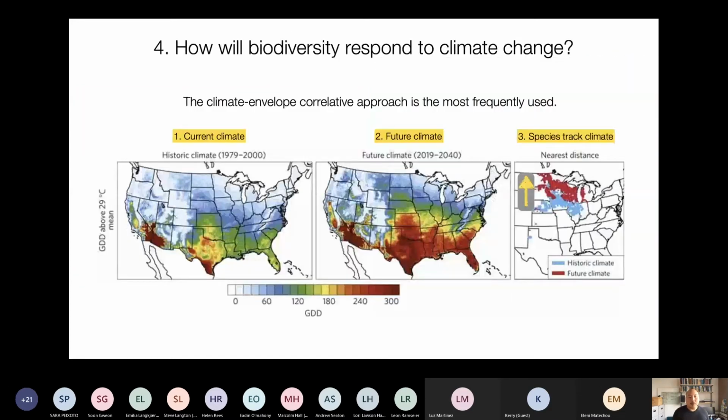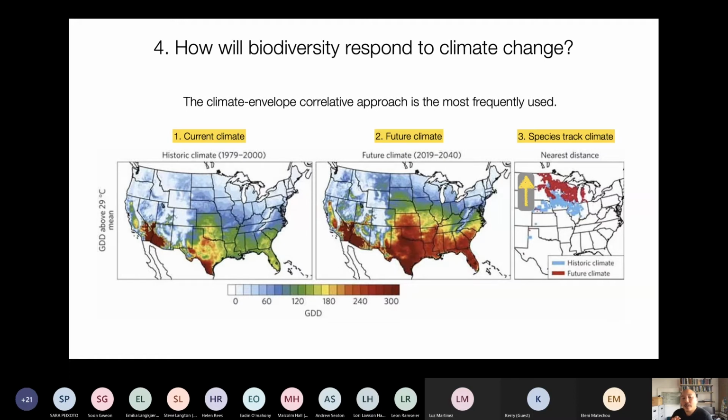Okay, fourth and last case study. This is more pure science, but it's a very basic question: how will biodiversity respond to climate change? This is somewhat related to what Francisco was saying, but he was working backwards, in a way, reconstructing. We're trying to see, can you work forwards?